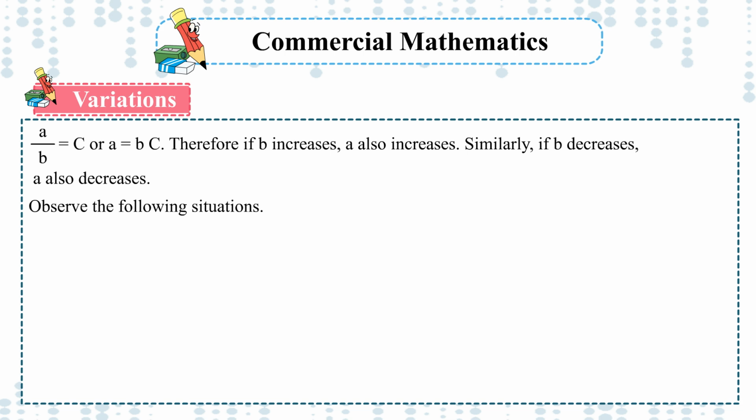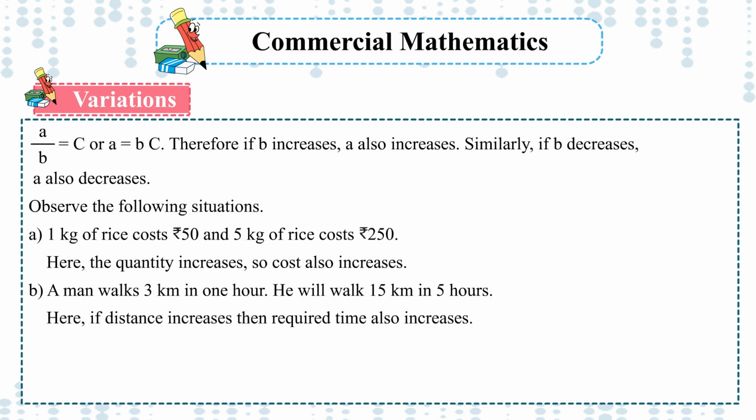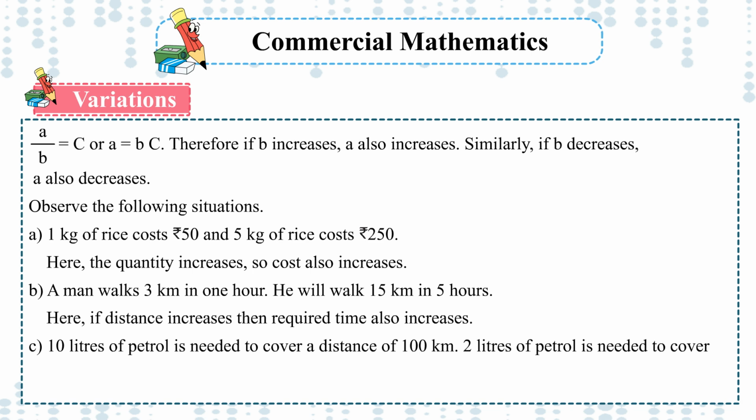Observe the following situations. A. 1 kilogram of rice costs 50 and 5 kilograms of rice costs 250. Here, the quantity increases, so cost also increases. B. A man walks 3 kilometers in 1 hour. He will walk 15 kilometers in 5 hours. Here, if distance increases, then required time also increases.